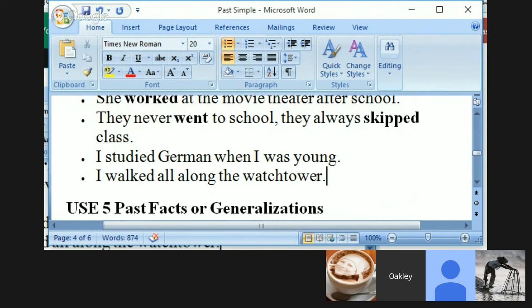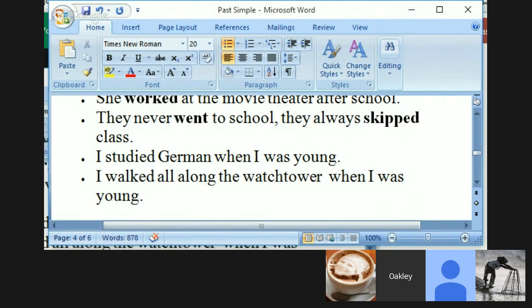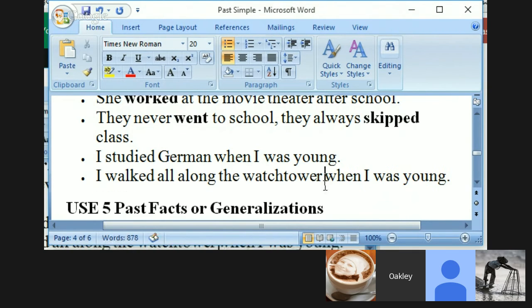When I was young. Yes, when I was young. Okay, that's fine. When I was young. Okay. When I was in Spain. Whatever. Okay. I walked all along the watchtower.